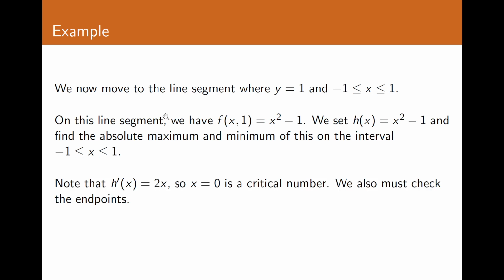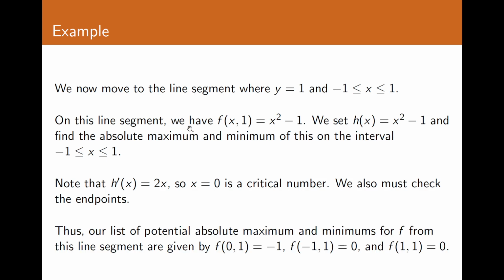So same process as we just did. We take the derivative, we see x is a critical number, and then we also have to check the endpoints. So when y is equal to 1, our possibilities are 0, 1, where f is negative 1, f of minus 1, 1, we're at 0, and f of 1, 1, we're at 0.